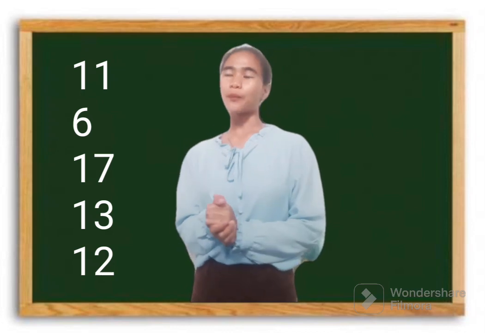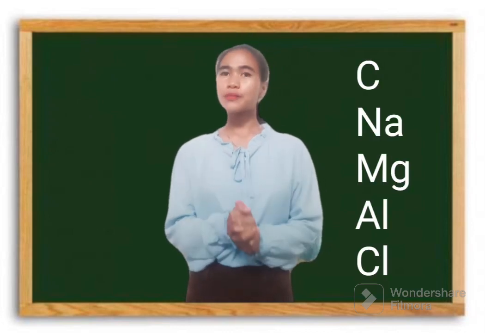Okay, if there's none, then let's proceed to our lesson activity. So, kindly group yourself into 4 groups, and each group will be given 5 different atomic numbers and 5 different symbols of elements, and match each of them according to its atomic number in order, from lowest to highest number, on its corresponding elements.